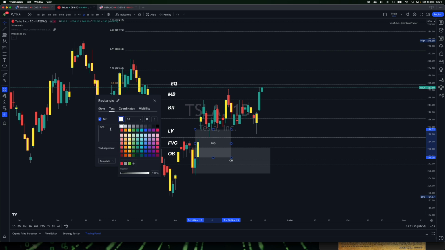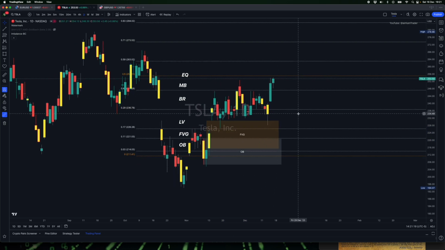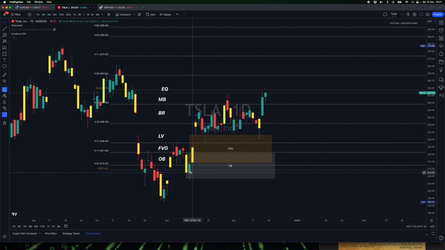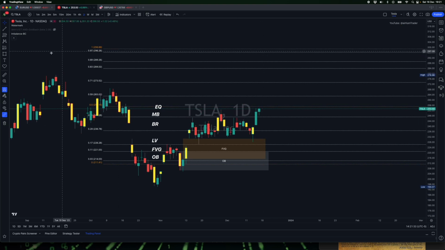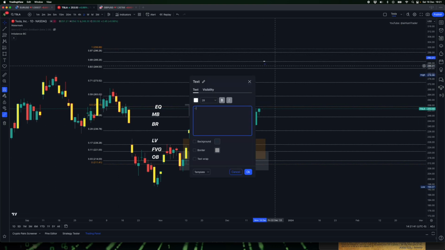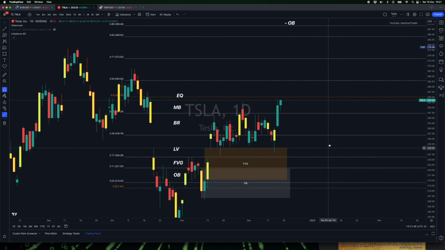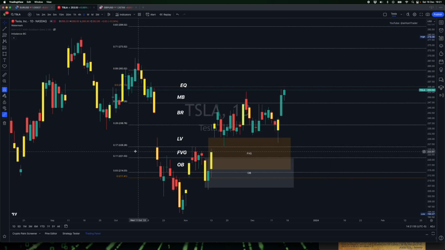There's your fair value gap. This is your breaker. What does algorithm 2 do? It goes rejection block, breaker block, fair value gap, and then it should terminate at the opposing order block. Bearish OB. Now, yes, it was off by a tiny bit. Let's see how much it was off by. The top of the fair value gap level is 226.28.